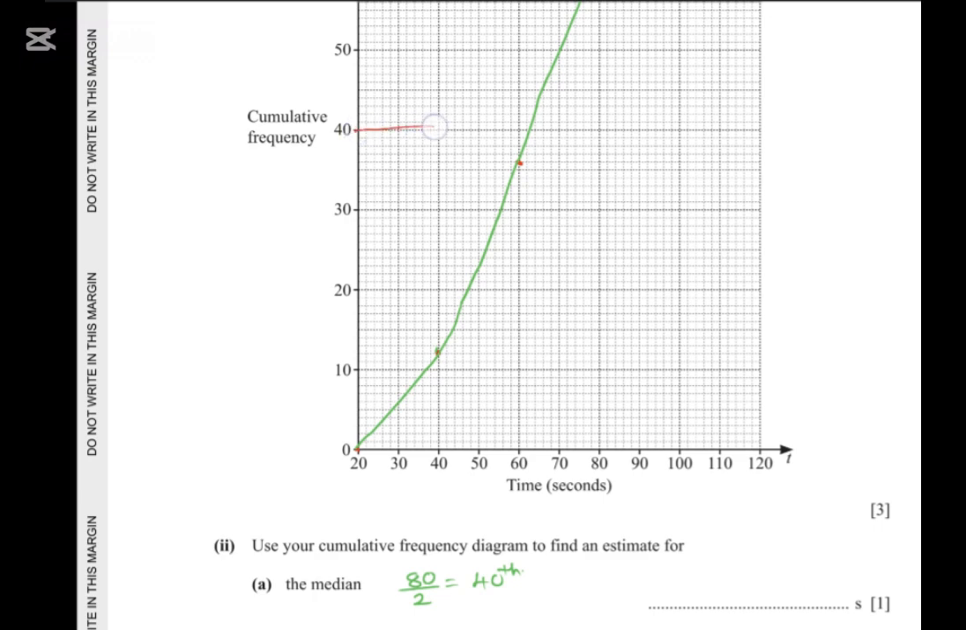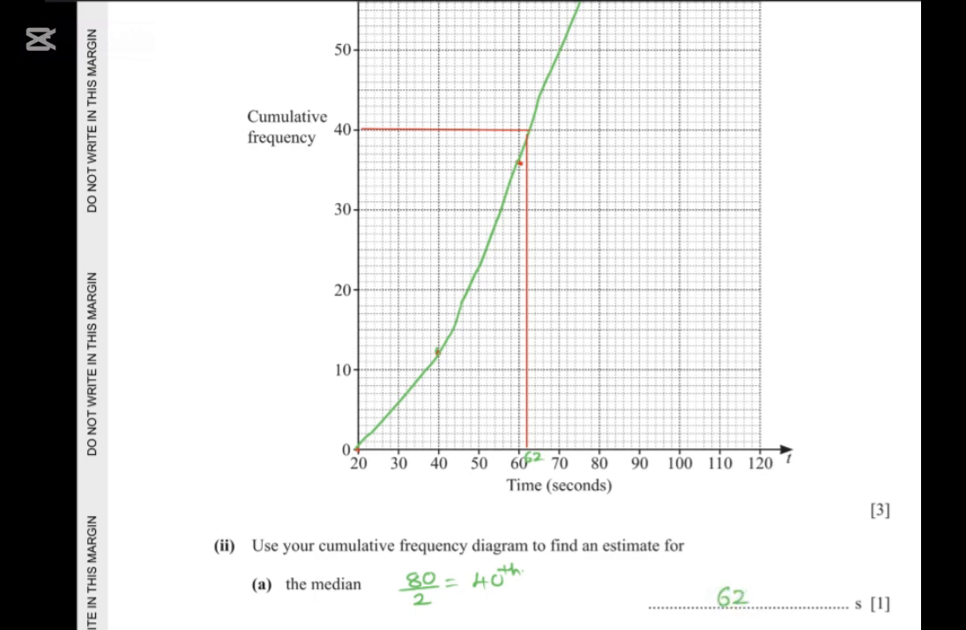So this is the 40th observation, a straight line like this. Now from the curve, draw the line to the horizontal axis, and you have to find what the time taken is. Here on the time axis, each 10 numbers are divided into 5 boxes, so each box is 2 numbers, so it is 62 here. So the median is 62.